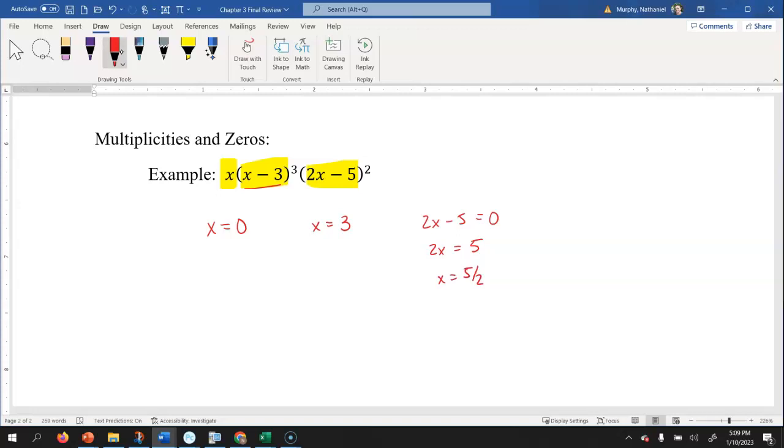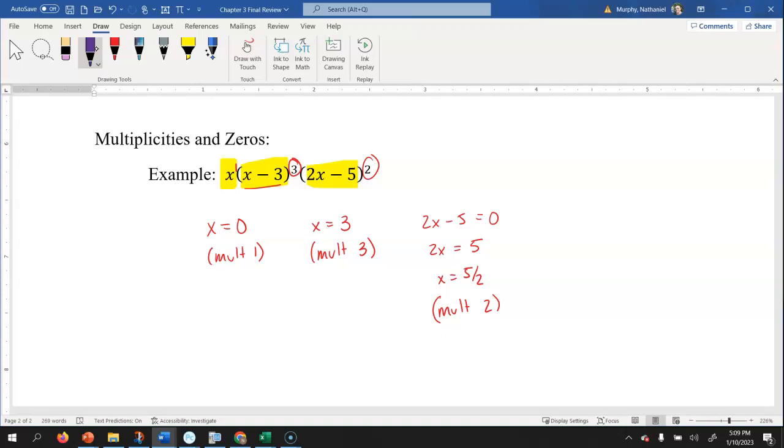All right, now let's talk about multiplicities. The multiplicities are referring to the exponent for each of those factors. So the x just doesn't have an exponent, so there's one of those. So this has a multiplicity of 1. The x equals 3, that has a degree of 3. So that means that there's 3 of those. And the 5 halves has a degree of 2, so that means there's 2 of those. And then we've got to figure out, well, what does that mean at each of those points?